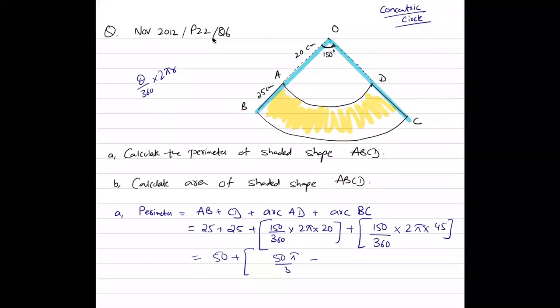This is 55 on 3. This is 75 pi upon 2. So I'm getting 8508.48, in three significant figures, 8500 centimeters. This is going to be the perimeter. Is that clear?